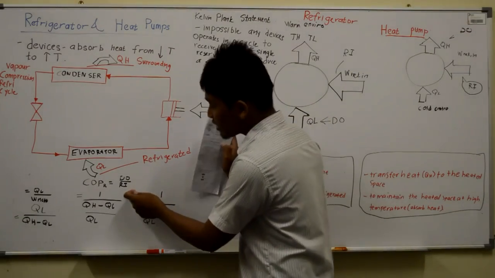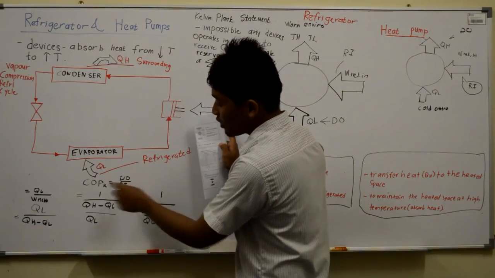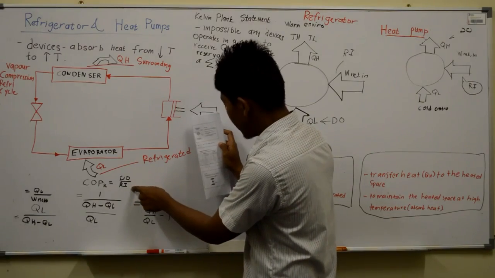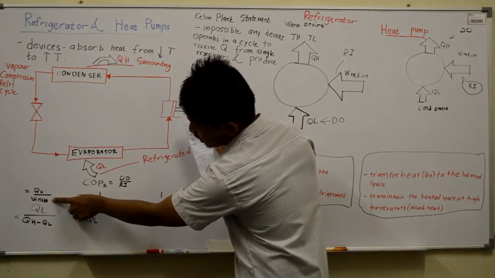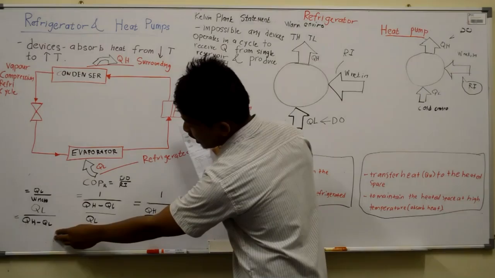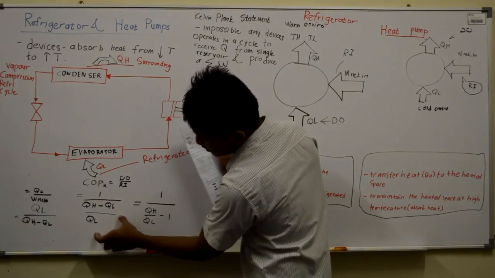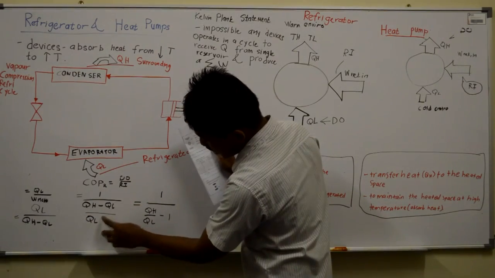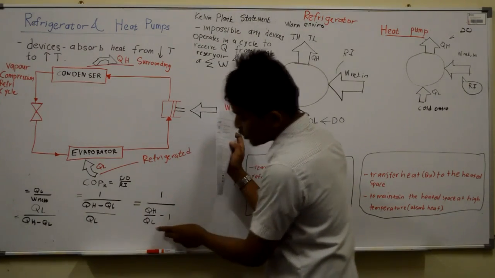Okay, for refrigerator cases, it is the same formula, but it will be different in the calculation below. So this is the desired output and required input. At this part, QL over the total network, and then QL divided by QH minus QL, and then we will get 1 over QH minus QL. We can simplify this by dividing QH by QL and QL by QL. Then the final answer will look like this.